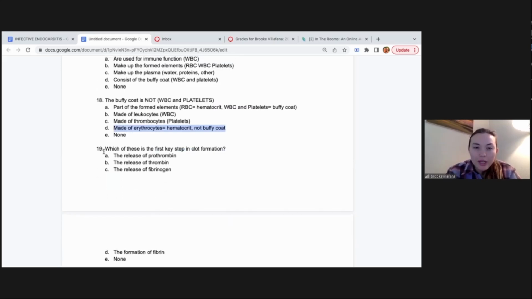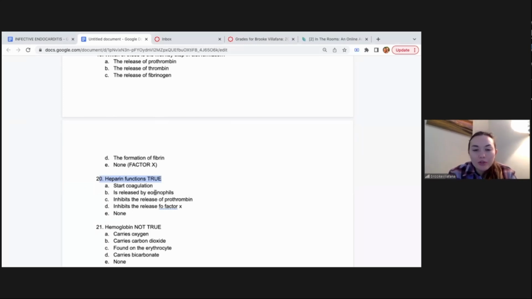For question 19, which of these is the first key step in clot formation? All right, so several of you are saying E, none, which is correct, and hopefully you're remembering that from the little question we went through. So the correct answer is factor X, right? Because we said that factor X is the first step. If we stop factor X, we stop everything else. So factor X would be our first step.